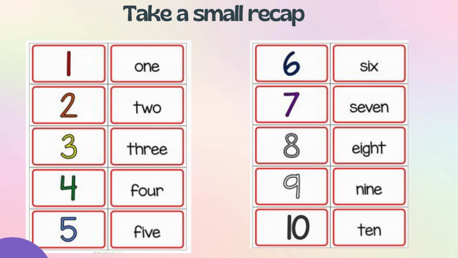Okay, my dear kids, now take a small recap of all these numbers 1 till 10. 1, O-N-E, 1. 2, T-W-O, 2. 3, T-H-R-E-E, 3. 4, F-O-U-R, 4. 5, F-I-V-E, 5. 6, S-I-X, 6.